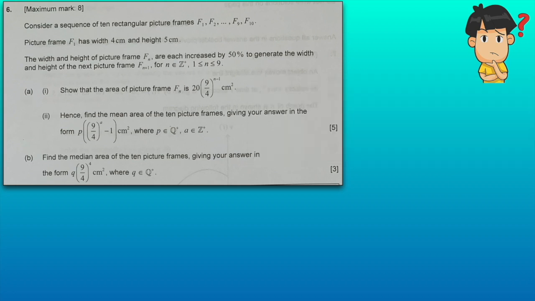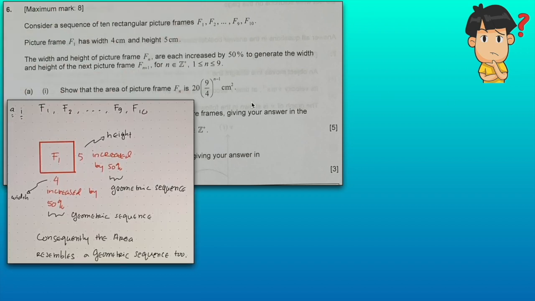Let's start with the information given. We are given the width is equal to 4 centimeters, and the height is equal to 5 centimeters. Then we can find area number 1. 4 by 5 is equal to 20 centimeters squared. What about the next areas? Well, the question says the height is increased by 50% and the width is increased by 50%, and this will also affect the area. Let's see.